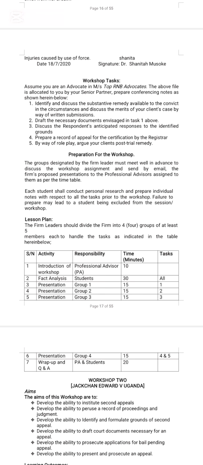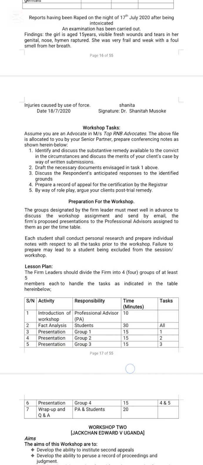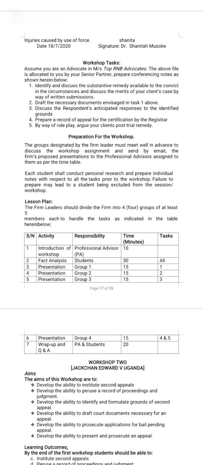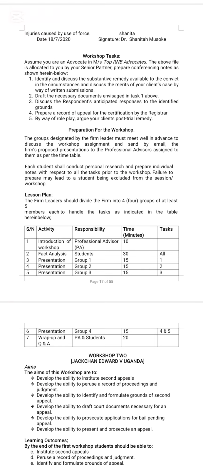Then discuss respondents and expected responses to the identified grounds. Basically, you just go to the judgment and try to rebut the grounds, basically saying that the trial judge did everything within the law. Prepare the record of appeal for certification by the registrar. So the record of appeal has a notice of appeal, a memorandum of appeal. It has the record of proceedings, the judgment, and the sentence, among others.